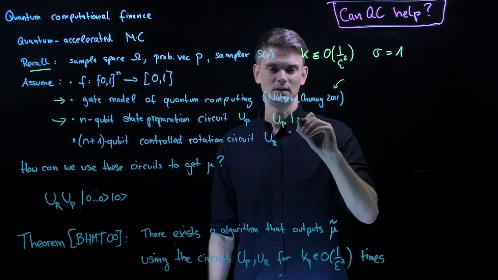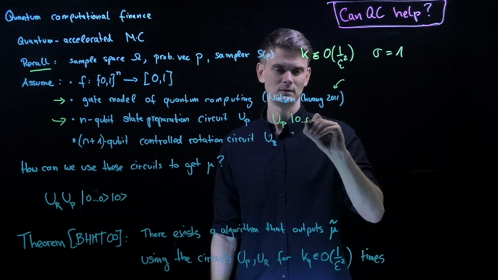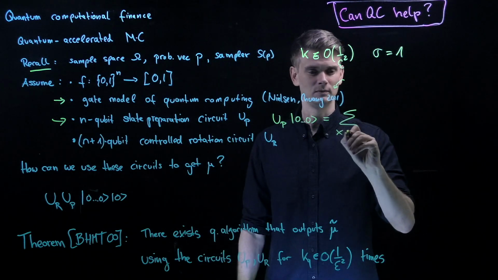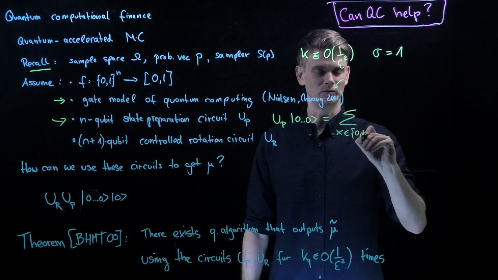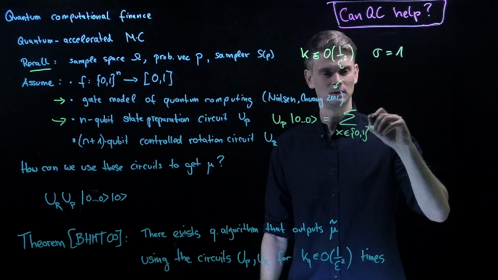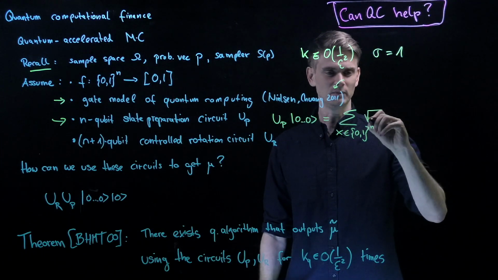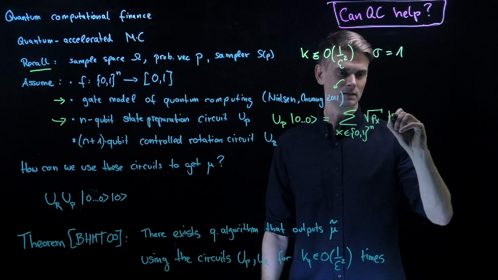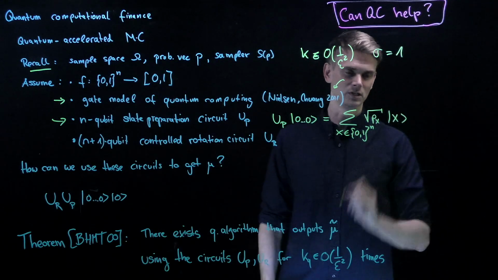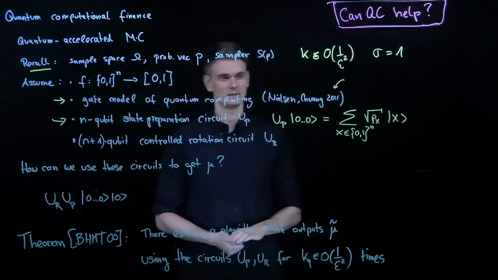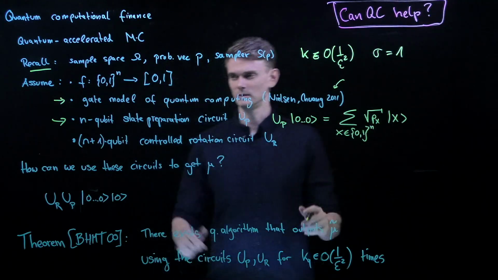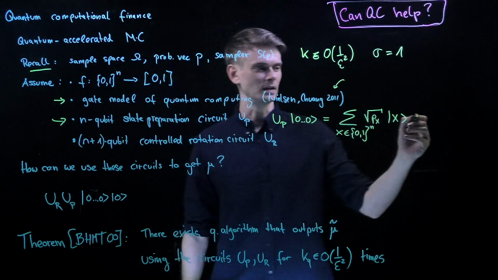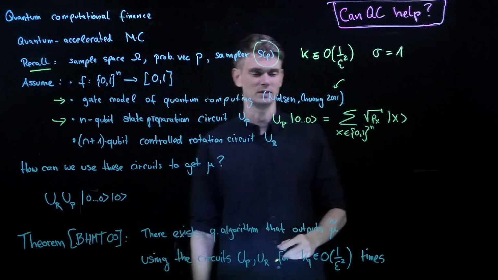I have my circuit, I let it act on n qubits, and it will prepare the following state. I have a sum over all bit strings x, with an amplitude that is the square root of the probability p of x, in a superposition of different bit strings x. So this is one key assumption. This is the analog of the quantum sampler.